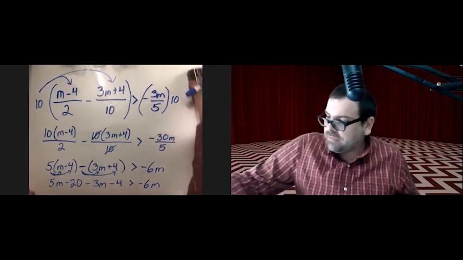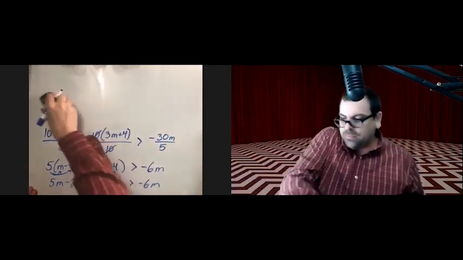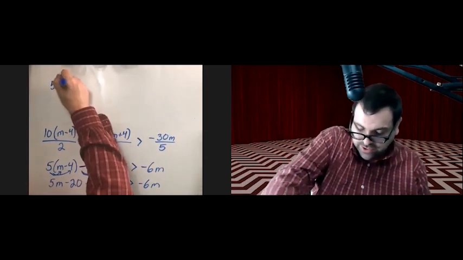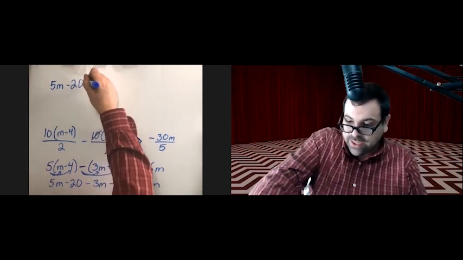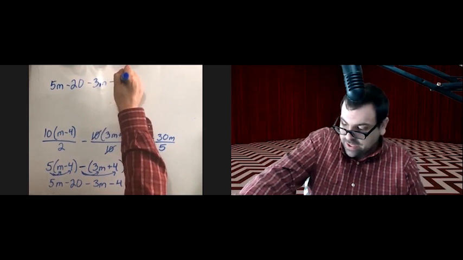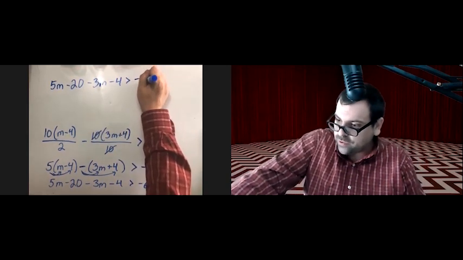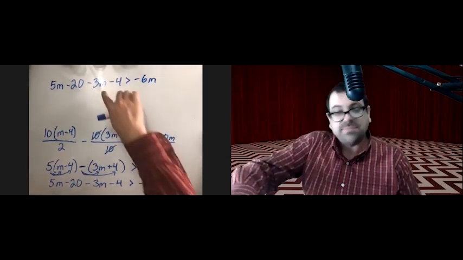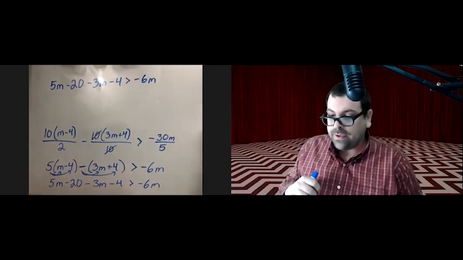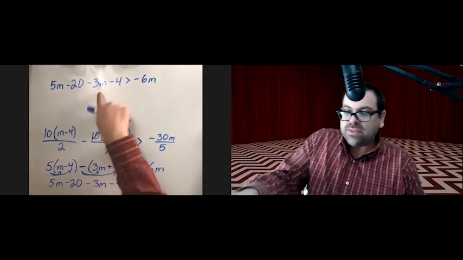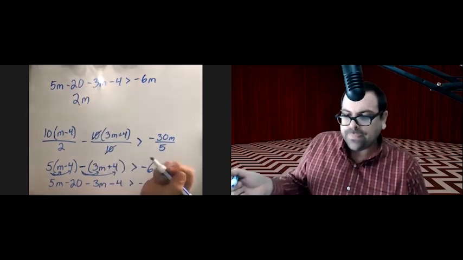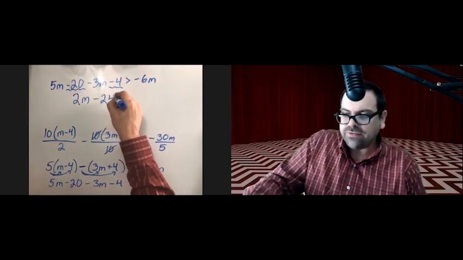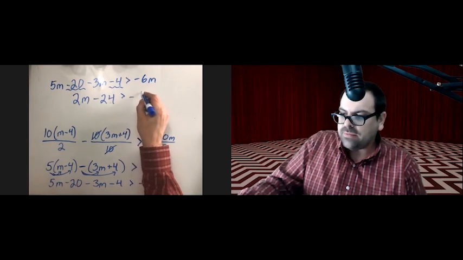I'm going to go ahead and erase the top of this problem to give myself more room to work for now. I'm going to recopy this line exactly with no changes: 5m minus 20 minus 3m minus 4. This is, again, just so I have the room. You don't need to write this a second time. You can obviously just keep going. It's minus 3m. 5m minus 3m would be 2m. Negative 20 minus 4 would be negative 24. Less than minus 6m.